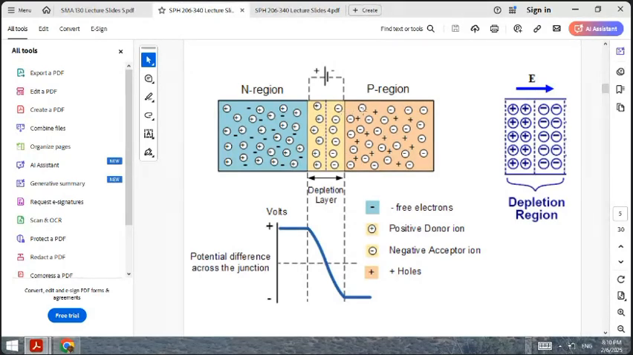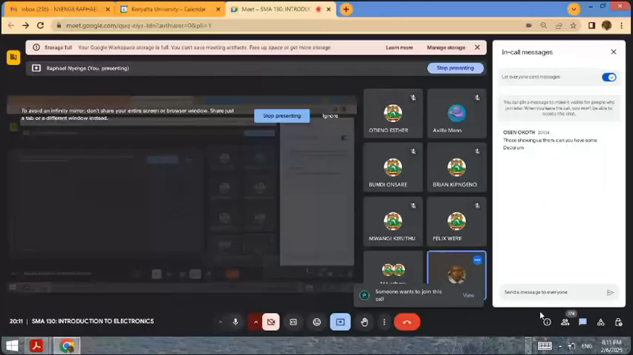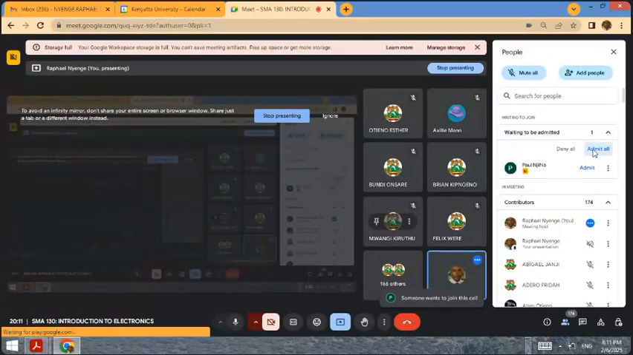So what do we have remaining around the junction? When this acceptor atom loses a hole, it becomes an ion, a negative ion. When this donor atom loses an electron, it becomes an ion, which is positive. So we have positive ions and negative ions.